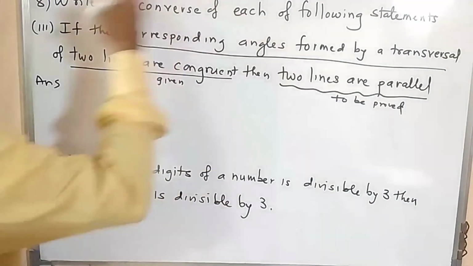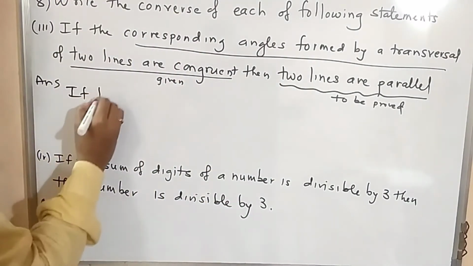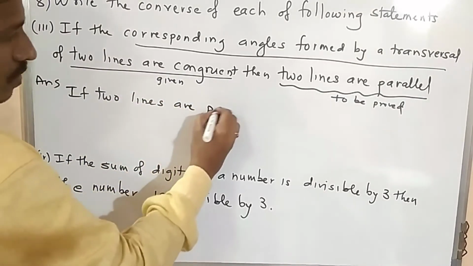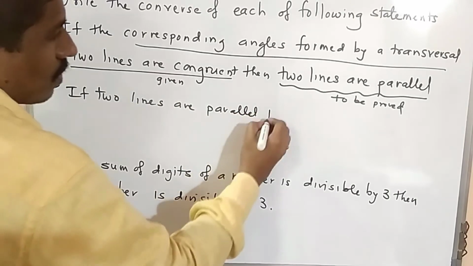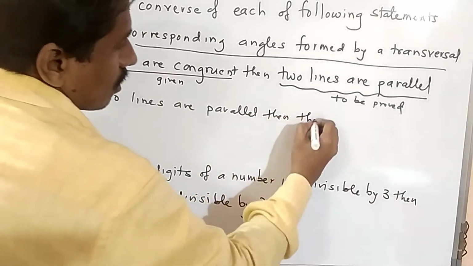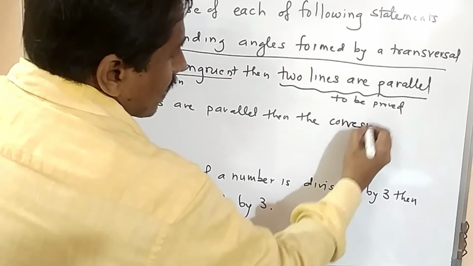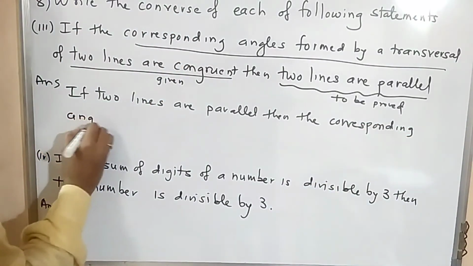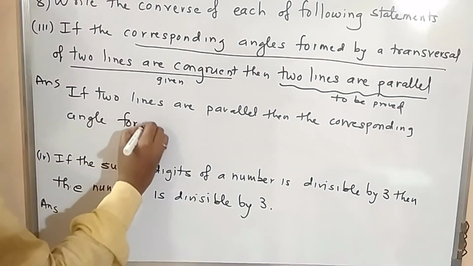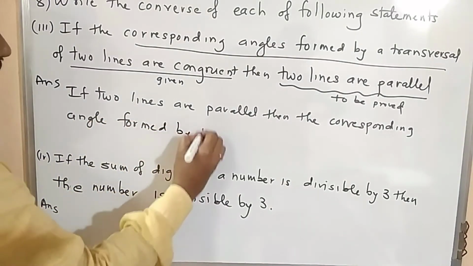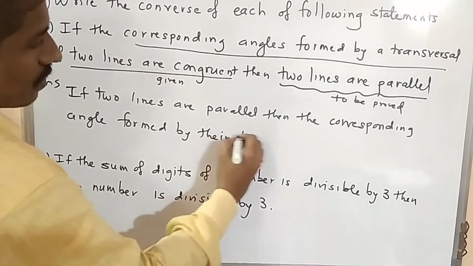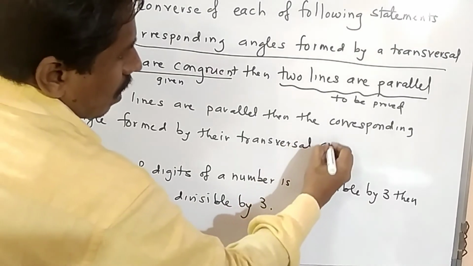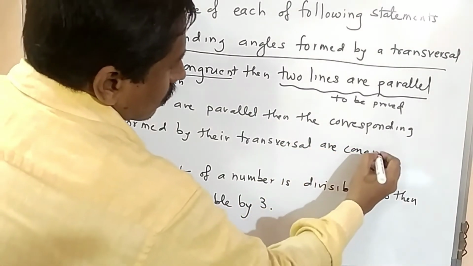So this will become first. If two lines are parallel, then the corresponding angles formed by their transversal are congruent.